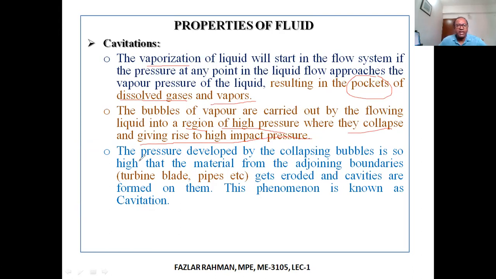The pressure developed by the collapsing bubble is so high that material from the adjoining boundaries, boundary means it might be a turbine blade or might be a pipe, gets eroded, and cavities, meaning small pits or small holes, are formed on them. This phenomenon is known as cavitation. And in Theory 1, in the fluid mechanics lab, I think we have one experiment on cavitation, and you can observe the cavitation formed in the fluid system.